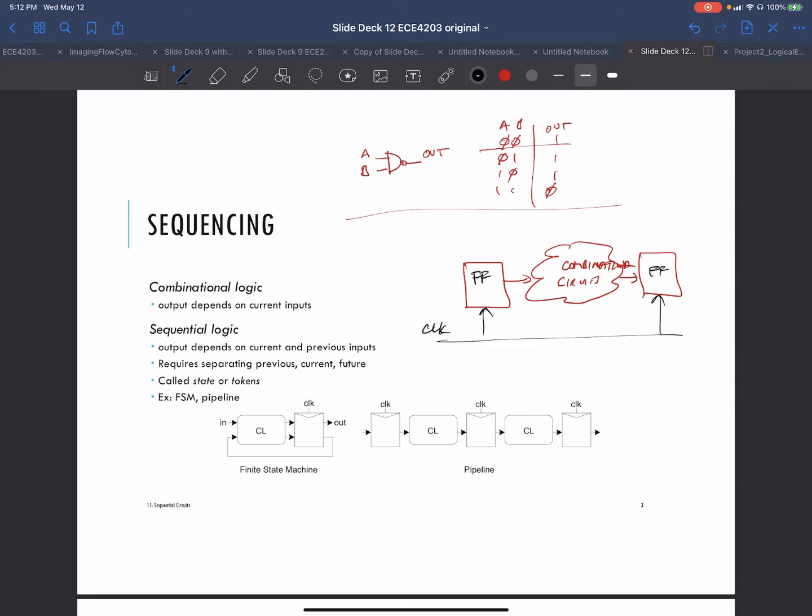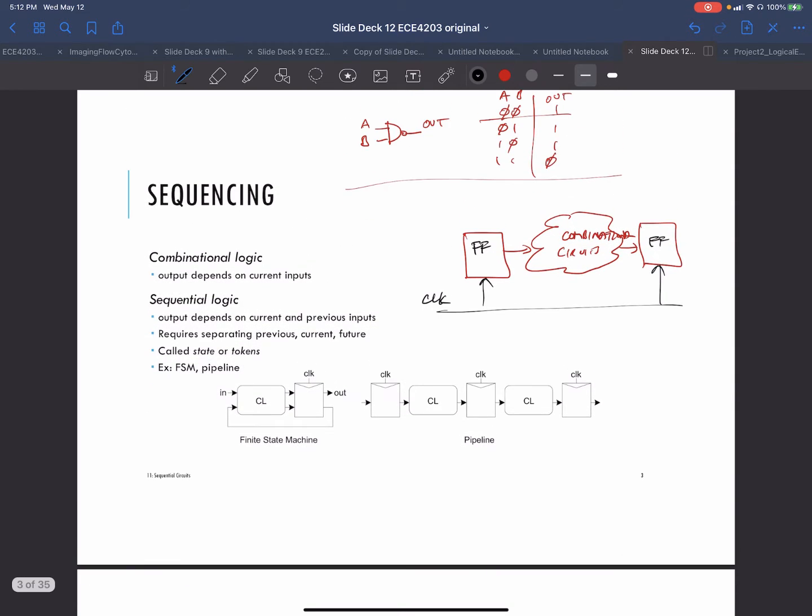For example, a good example of these is, say, a finite state machine. So imagine a vending machine. If it didn't have any idea of a previous event, it would know that you put in coins, enough to pay for your Diet Coke.